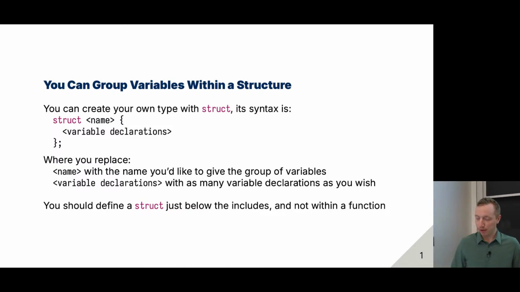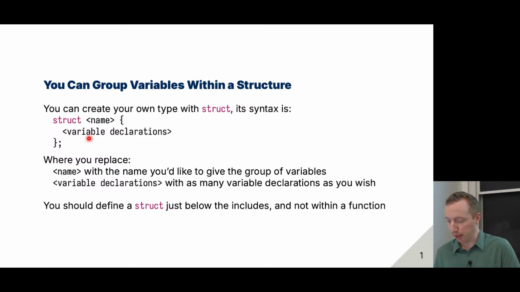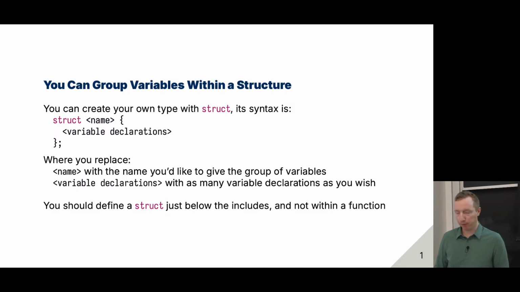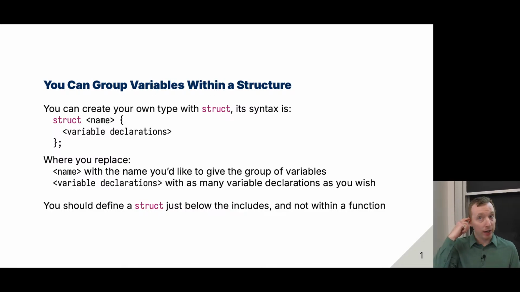The syntax to define a struct is, you just type the word struct, then give it a name representing what you want to call this group of variables. Then inside the curly brackets, you can put as many variable declarations as you want, each with a name. Similar to an enum, you define a struct just below the includes, and typically you do not do it within a function.